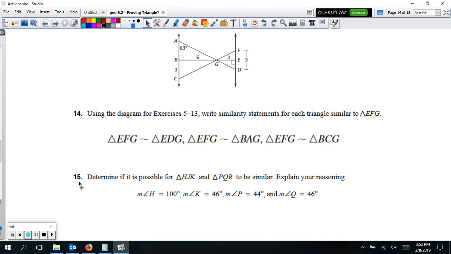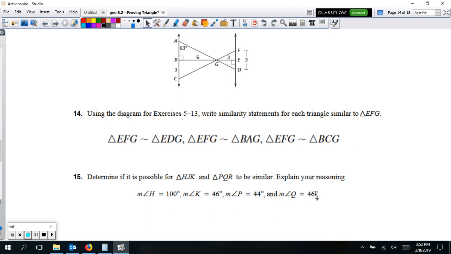For 15, it says determine if it is possible for triangle HJK and triangle PQR to be similar, and explain your reasoning. So it gives you some information about these triangles. The measure of H is 100, the measure of K is 46. So these are two angles from this first triangle, and then it gives you two angles from this triangle here, so it's giving you 44 and 46.